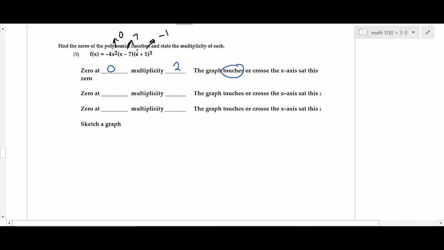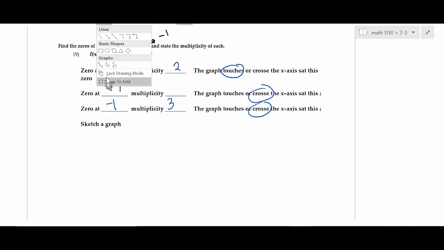Then the 7, what's the multiplicity on the 7? That's understood to be a 1, right? That's a 1. That's an odd number, therefore it crosses. The multiplicity tells you whether it crosses or touches. And then the -1, what's its multiplicity? 3. Odd tells you you cross. Everybody got that? And the reason these things work this way is just the way the signs work out when you're looking at odd or even exponents.